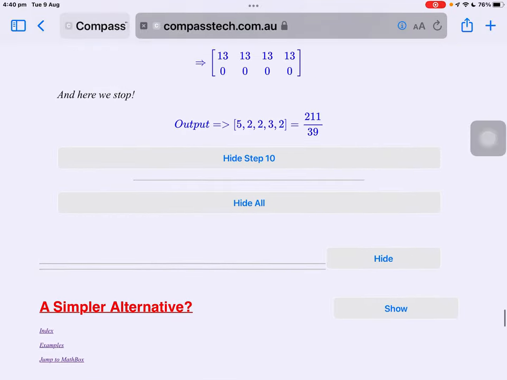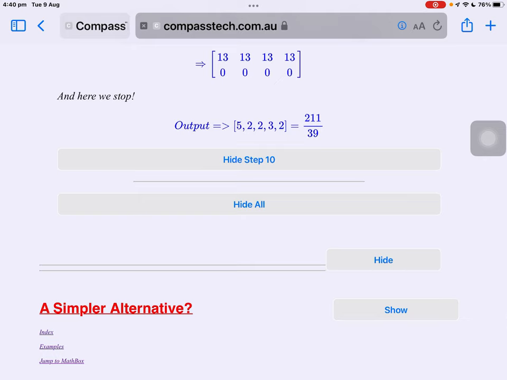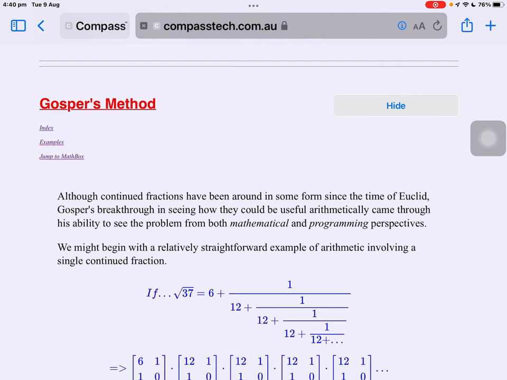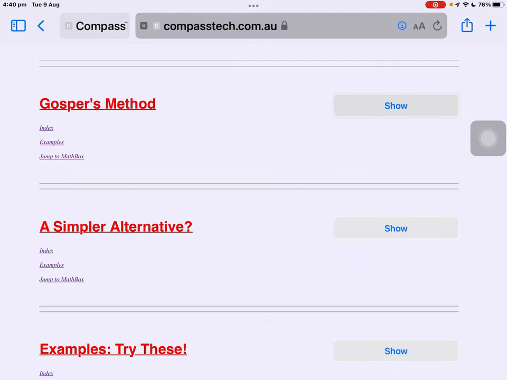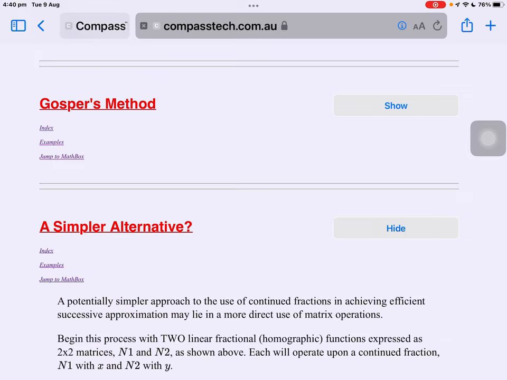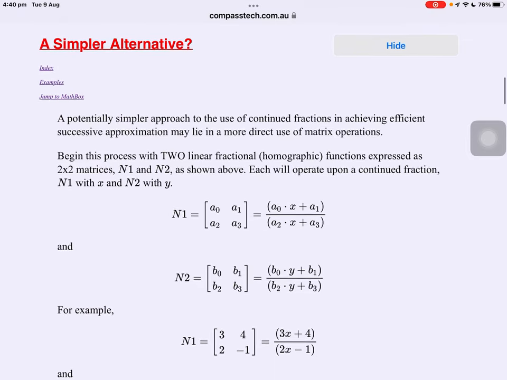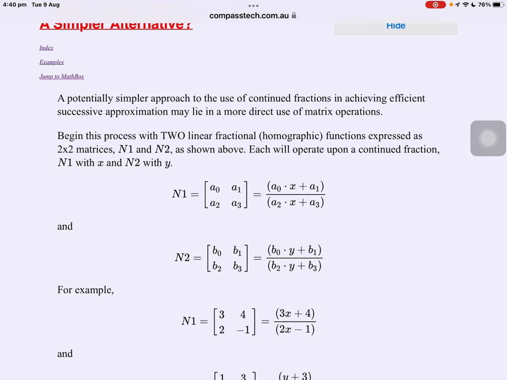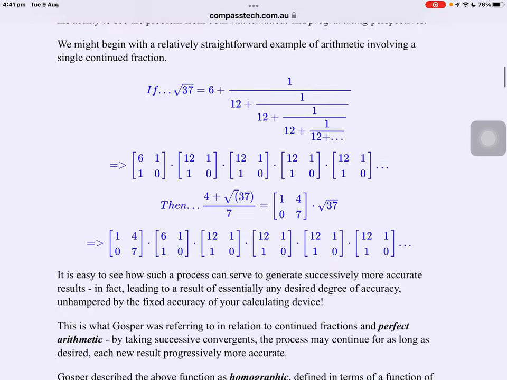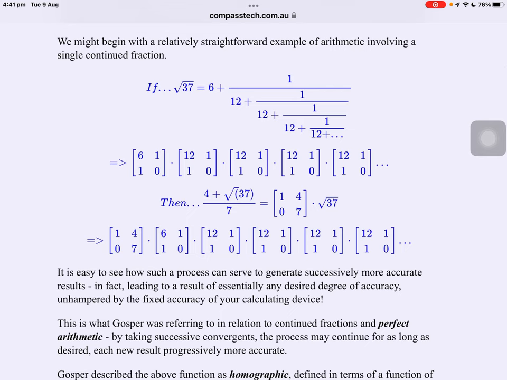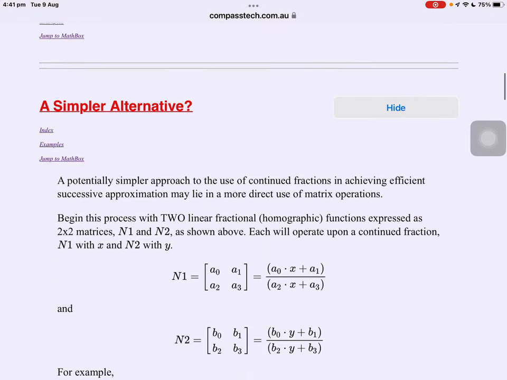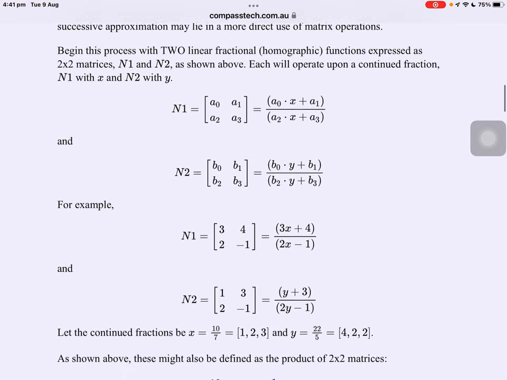Okay, if you're still with me, congratulations. Welcome to Gosper's continued fraction arithmetic process. It's very cool. But I was tempted to see if there might be a simpler approach. Thinking back to our first example, the product of matrices and continued fractions are naturally represented using matrices. Could we, perhaps, work in a different way?